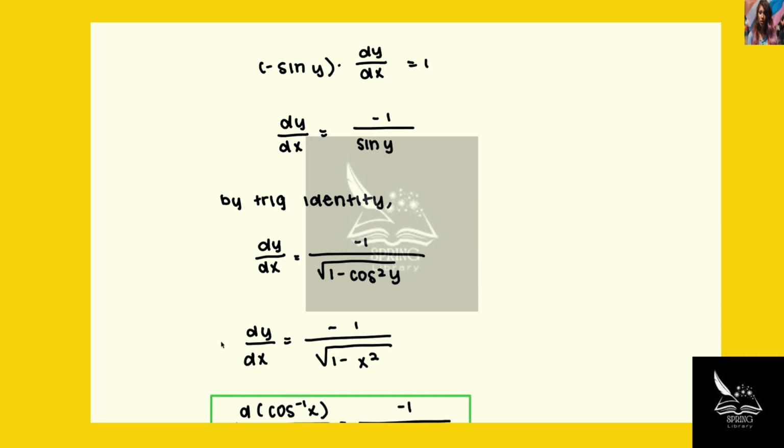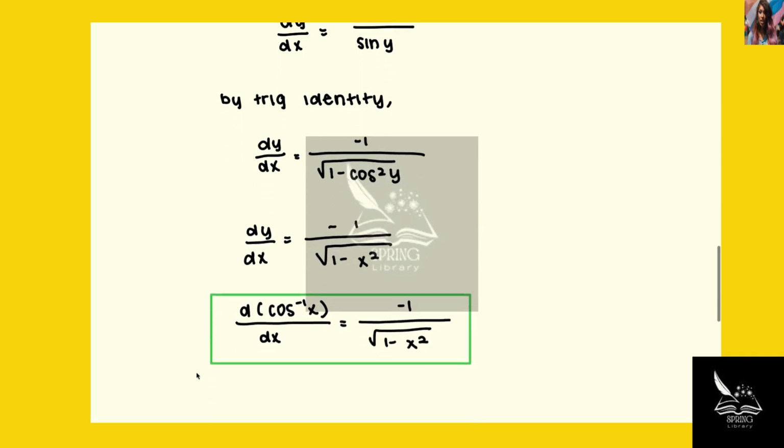Now this is where it gets a little bit tricky. We defined what x was. We said that the cosine of y equals x. So we can do another substitution. dy/dx would be equal to negative 1 over the square root of 1 minus x squared.